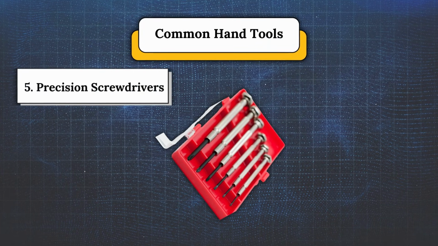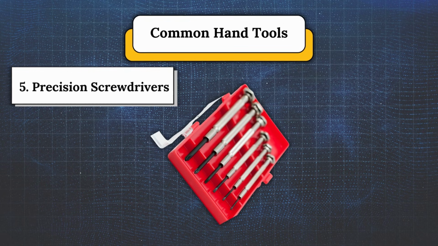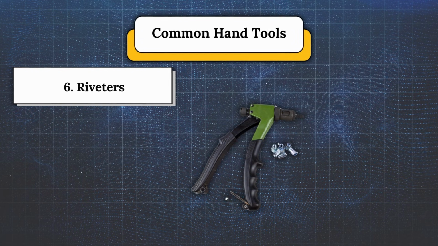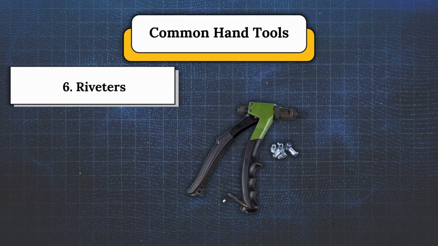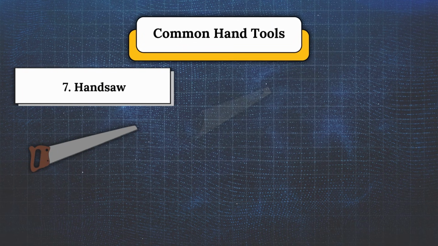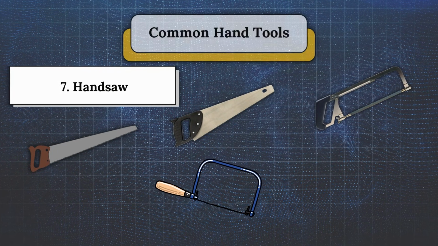Fifth, precision screwdrivers. Flathead, Phillips, and Torx, available in much smaller sizes. 6. Riveters. Number 1. Hand riveter, manual tool requiring physical force. 7th, handsaw. Examples are rip saw, crosscut saw, hacksaw, coping saw, and the rest.